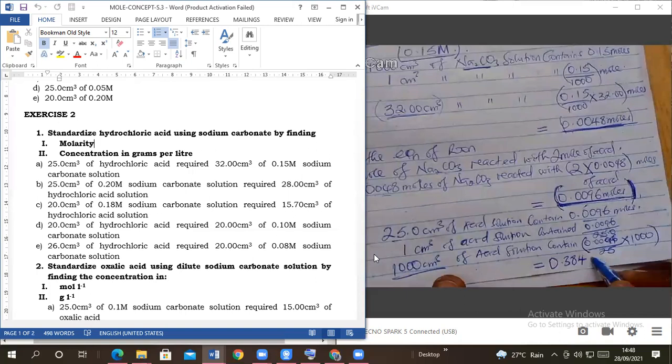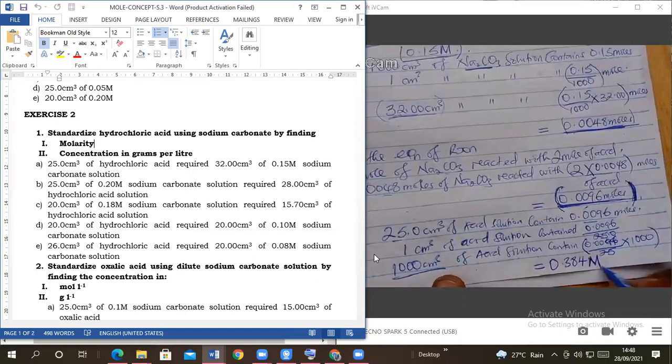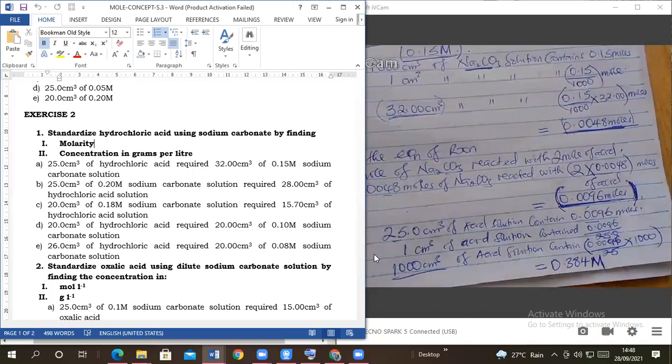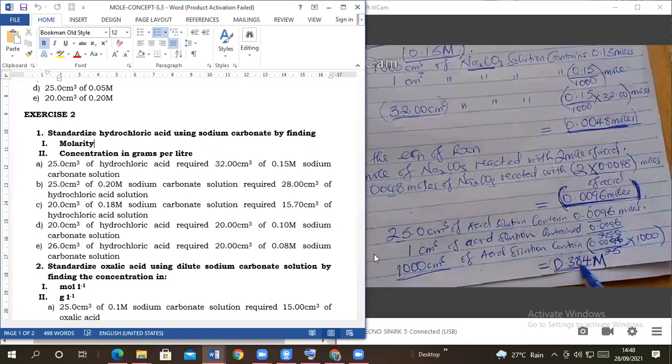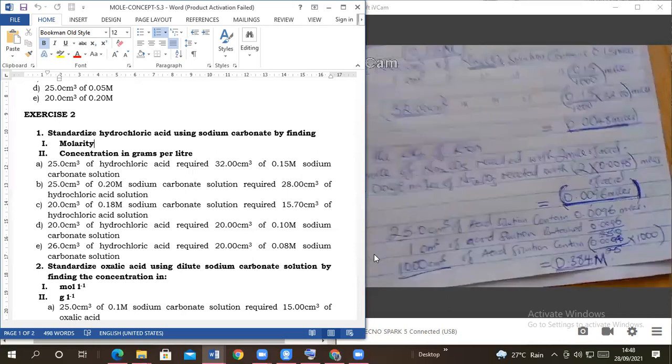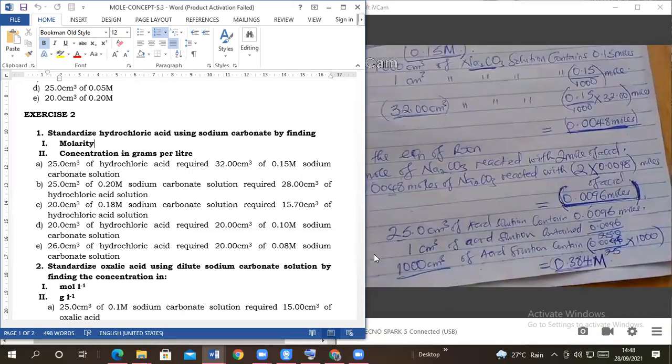So the answer is 0.384. The answer here is capital M, molar. Okay? The rest are moles, but when you put 1,000 here, the final answer should be in capital M. So this is the molarity of that acid, 0.384 molar. So you have found one. That is the molarity of this.